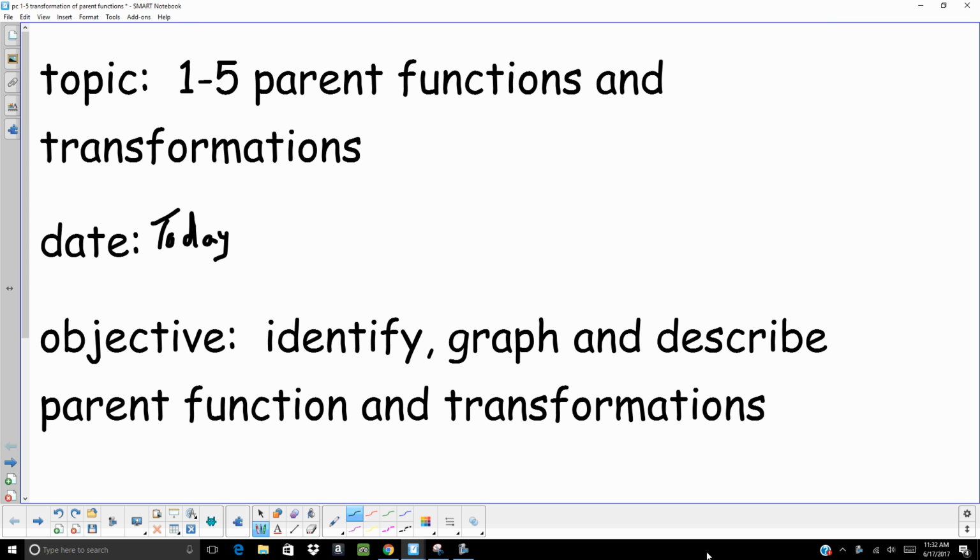Hello, today we are doing Chapter 1, Section 5, Parent Functions and Transformations. Our objective is to identify, graph, and describe parent functions and transformations.